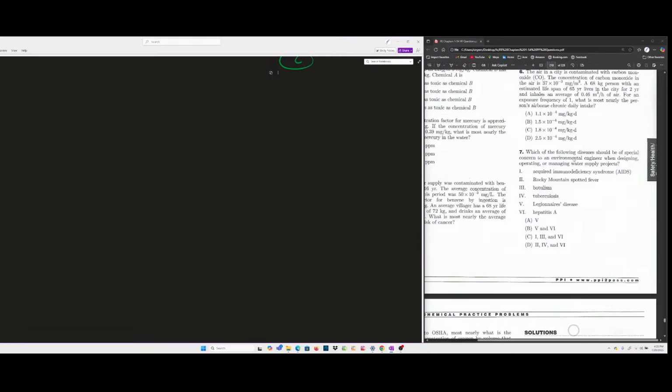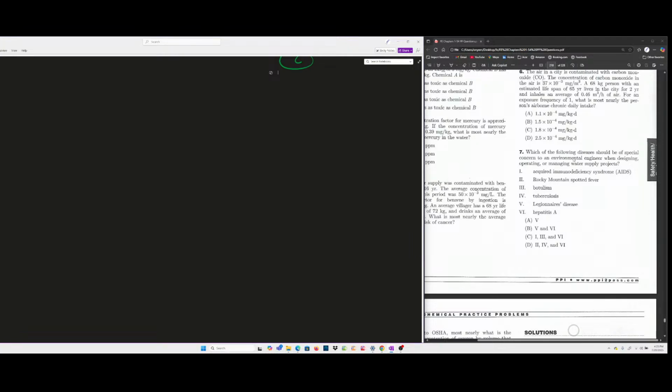I've heard about it. I really don't know what it does, but I've heard about people having this. Hepatitis A, no, it's not waterborne. So I think the answer is going to be V and IV, V and VI. Legionnaire disease is associated with the heat transfer system, water temperature and stagnant water. So I know it's waterborne. I think tuberculosis is also waterborne.